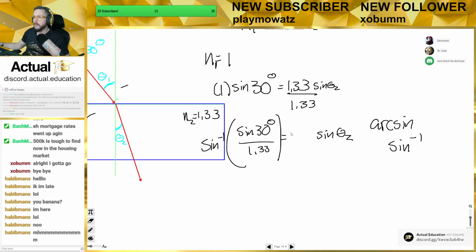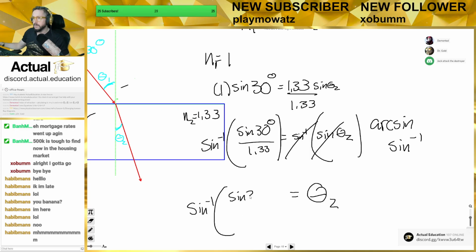Because if I do sine to the -1 of sine, these two cancel, and all I get is theta 2. And now this is my final thing: sine to the -1 of sine of 30 degrees over 1.33. And I'm going to show you how you do that.